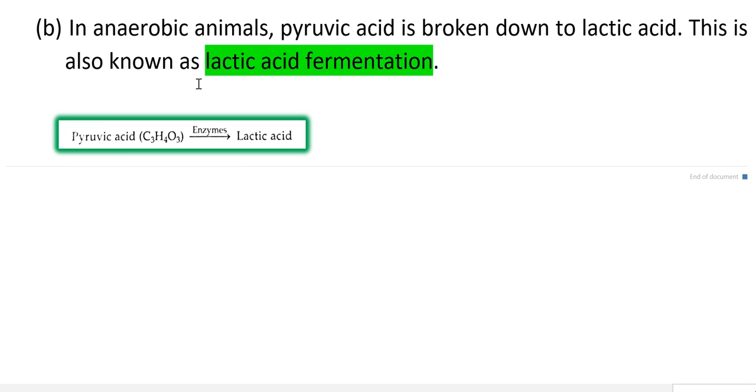The second category is that in anaerobic animals, pyruvic acid is broken down to lactic acid. Previously pyruvic acid was broken down into ethanol or ethyl alcohol. Now in case of anaerobic animals, pyruvic acid is broken down to lactic acid, and this is known as lactic acid fermentation because lactic acid is formed. The chemical equation is pyruvic acid, with the help of enzymes, forms lactic acid. So this is the summary of plant respiration.